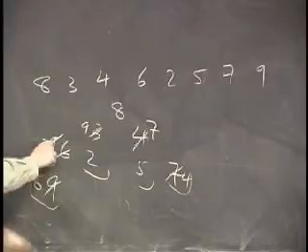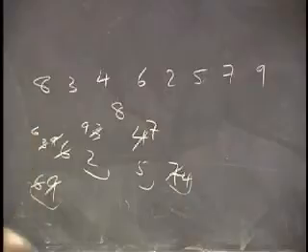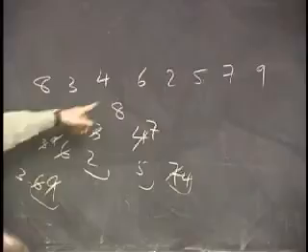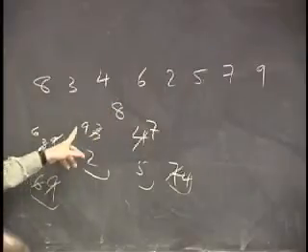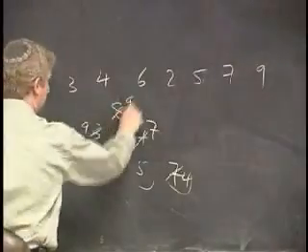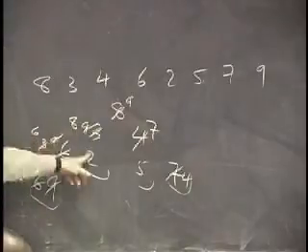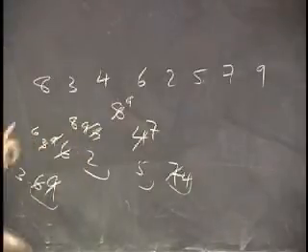3 takes the place of 6. Uh-oh, what goes here? 3. Now I got the last one, 8, 9, and 7. 9 goes here, 8 goes here, 8, 6, and 2 doesn't have to move any further.